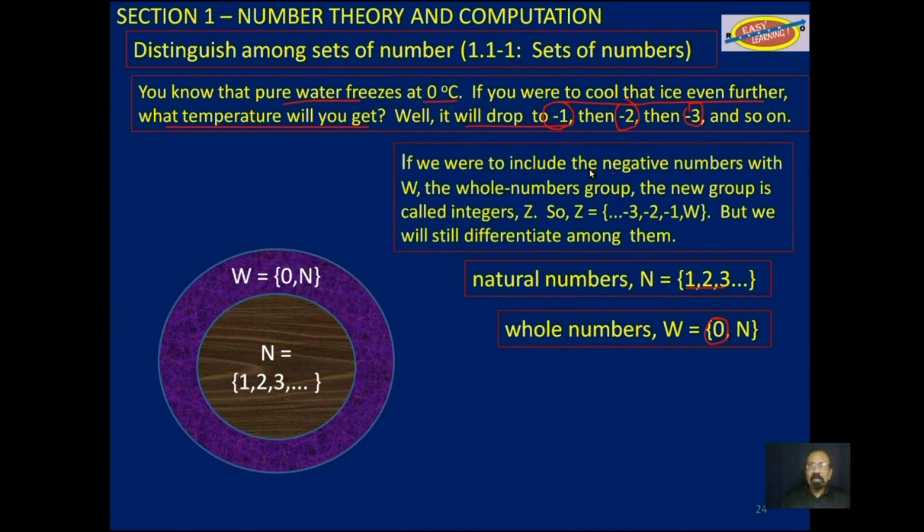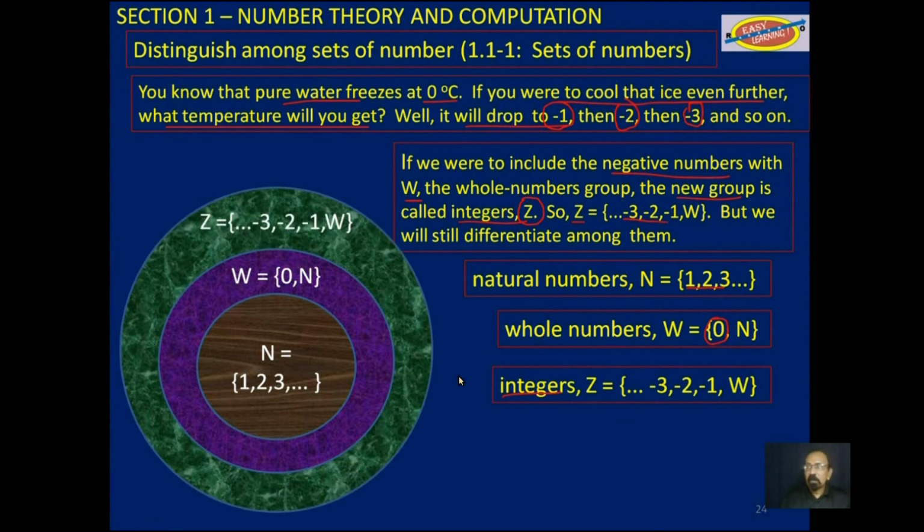Now, if we were to include the negative numbers with the whole numbers, then the new group is called integers, and it is given the symbol Z. So Z would have all the negative whole numbers, it would have 0, and it would have all the positive whole numbers. That would be integers. So if you put integers in that diagram, the integers would be out here, the negative whole numbers, and in the integers you would have the whole numbers, and in the whole numbers you have the natural numbers.